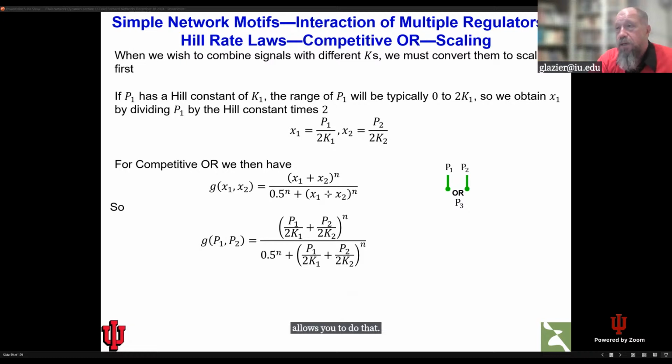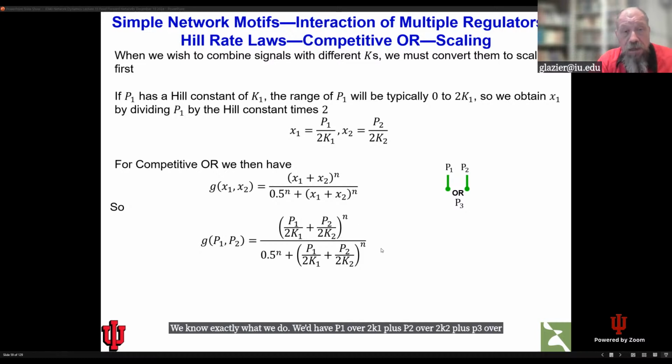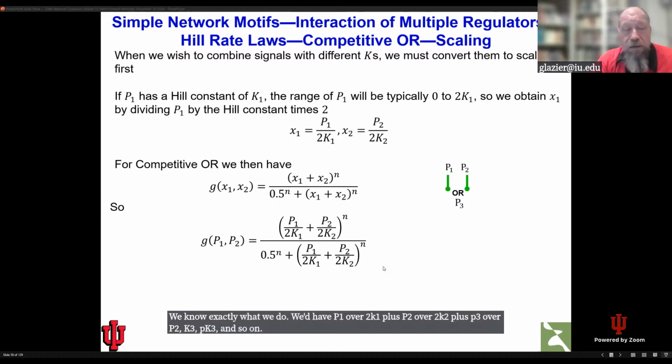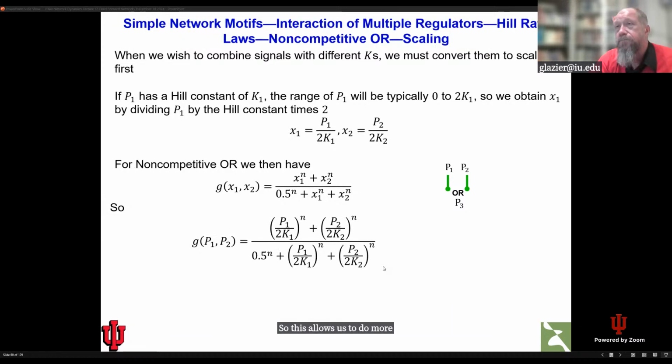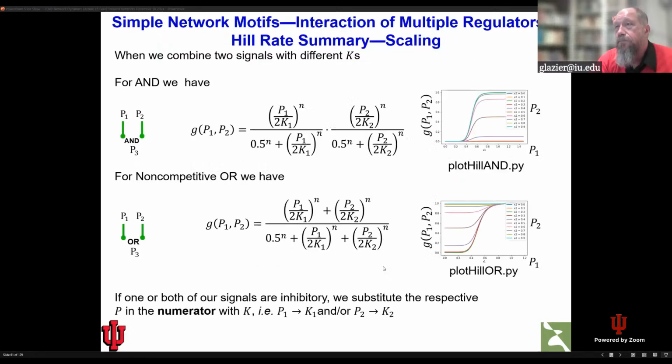So again, we had that competitive OR. It looks a little bit more complicated if we put the rescaled forms in. But that means, for example, if we had P3, P4, and P5, we know exactly what we'd do. We'd have P1 over 2K1 plus P2 over 2K2 plus P3 over 2K3, and so on. So this allows us to do more complicated circuits. All right. So just to remember, for an AND, we do a product. The AND circuit looks like this. A non-competitive OR basically looks like the AND flipped, inverted.